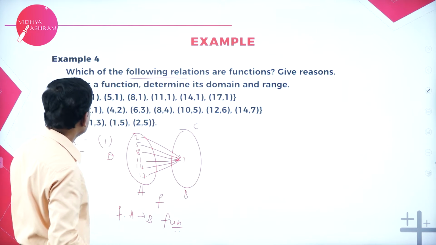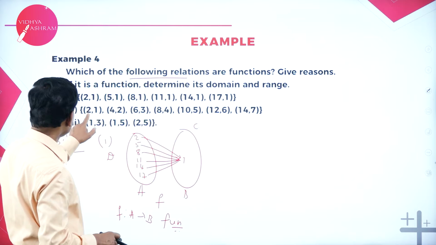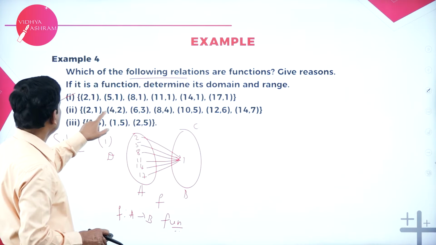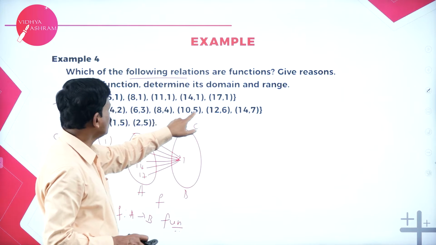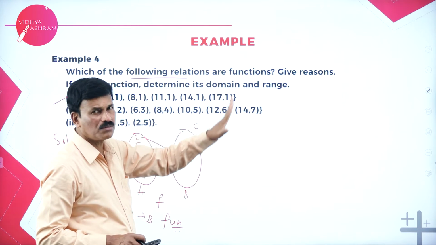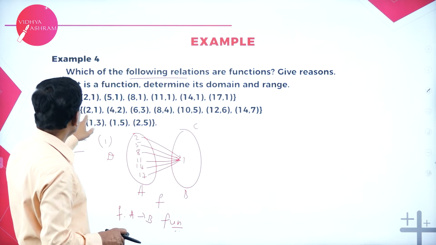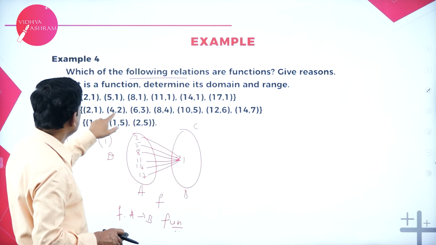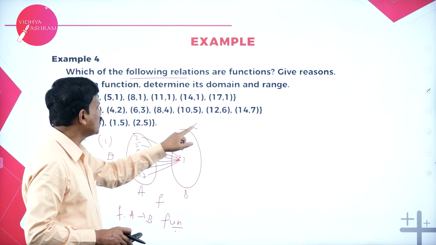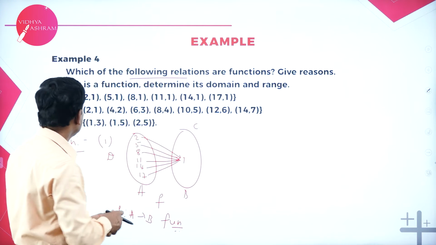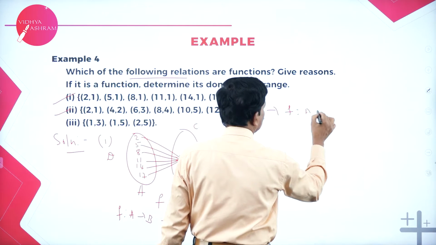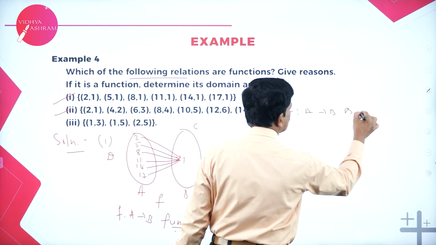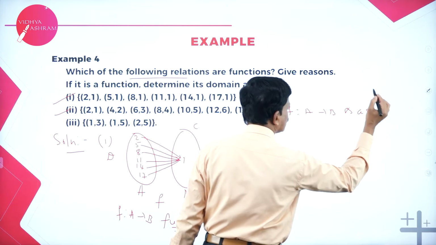Now let us come to the second one. See here also 2, 1, 4, 2, 6, 3, 8, 4, 10, 5, 12, 6 and 14, 7. So here also all the elements of the domain are uniquely associated with the elements of the codomain. Therefore this is also a function. So f from A to B is a function.